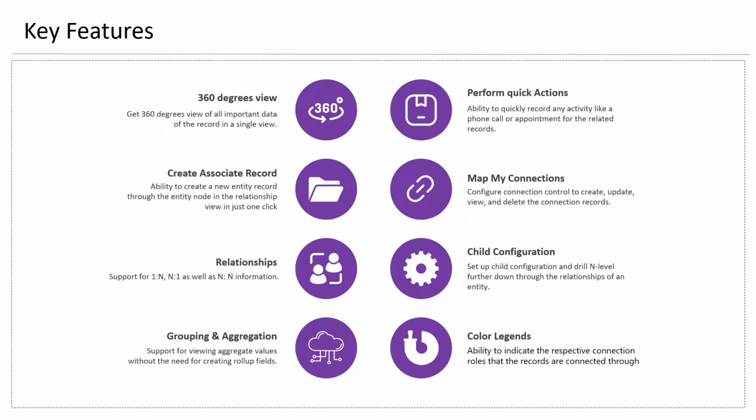You can also enable the grouping and aggregation functionality for your Map My Relationship so that you can show the aggregated values without having to separately create any sort of roll-up fields. Eventually, it also has a provision to indicate the connection roles through color legends on the connection control to easily understand which records are connected with which connection roles. To sum up, let's see the tool in action.